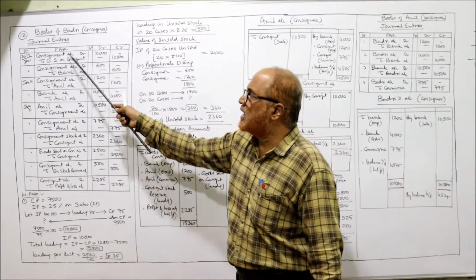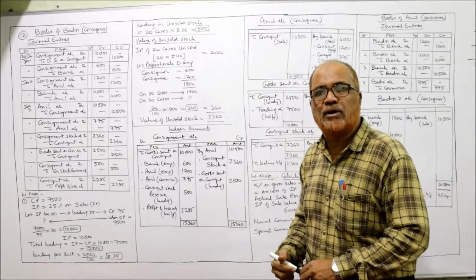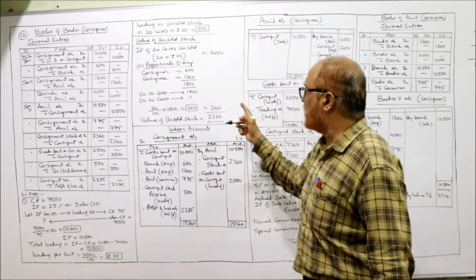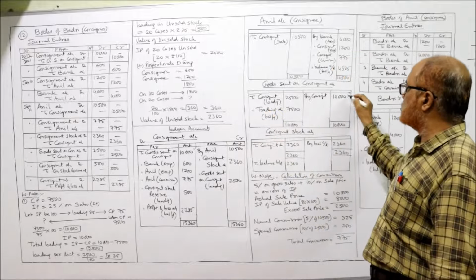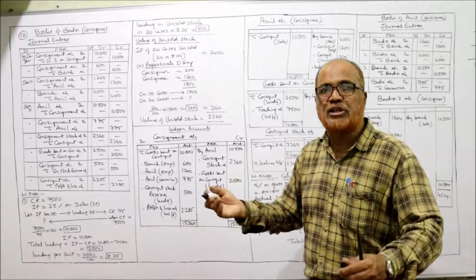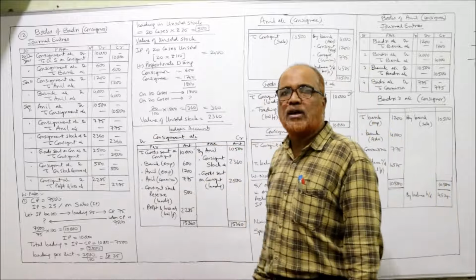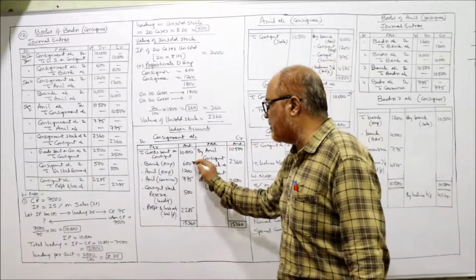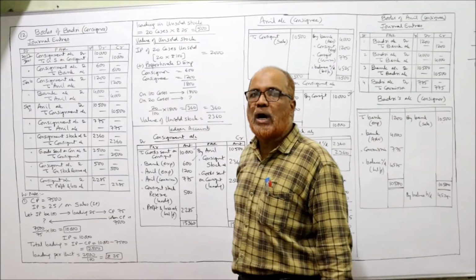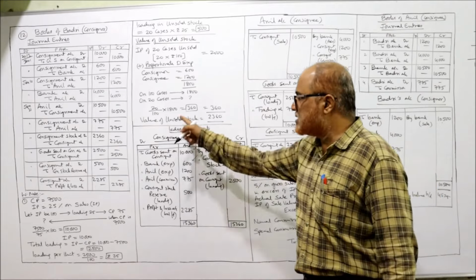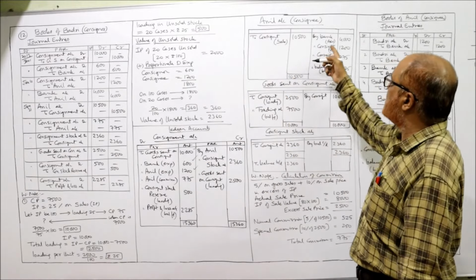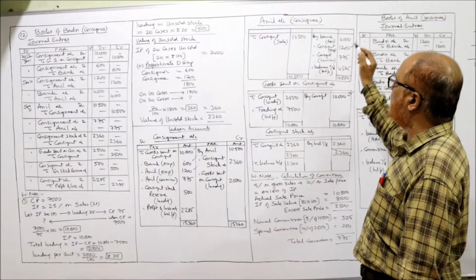First entry, consignment account debtor to goods sent on consignment. So consignment account is debited 10,000 and goods sent on consignment should be credited 10,000. I am putting a tick mark so that we can know which is posted. Second one, consignment account debtor to bank 600. Consignment debit side to bank 600. Next, consignment account debtor to Anil account 1200. So consignment account debit side to Anil 1200 and Anil account credit side by consignment 1200.